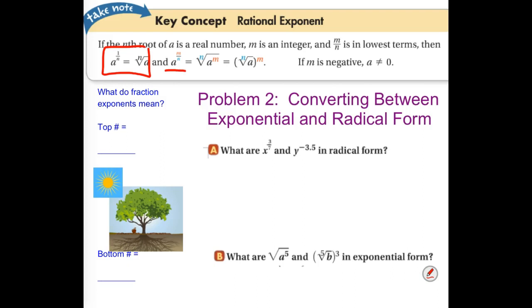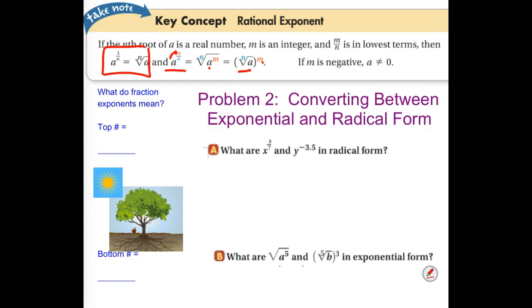If we have a to the m over n power, we know that the n describes the type of root that we're supposed to take: square root, cube root, fourth root, etc. The top number is your power. So we can rewrite this in two different ways. We could say, I'm going to take a to the mth power first, and then take its nth root. Or we can take the nth root of it first, and then raise it to the power. Both options get you the same answer. Doesn't matter to me at all which way you go.